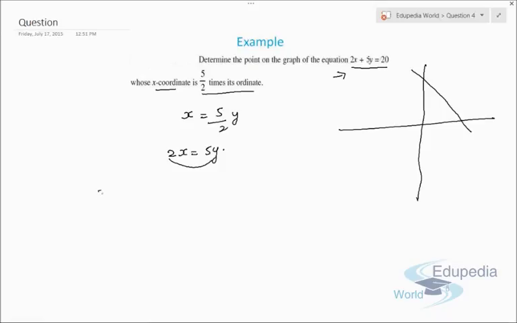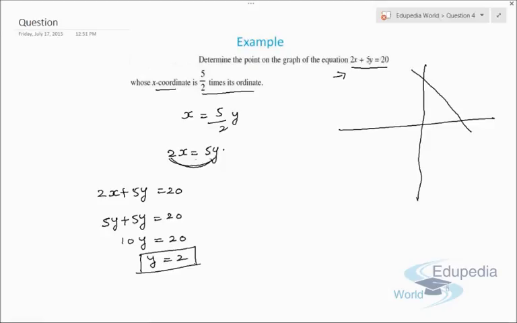So 2x plus 5y equals 20 becomes, we can put the value of 2x as 5y, so it becomes 5y plus 5y equals 20. This becomes 10y equals 20, and y is 2. Using the above relation we can get the value of x. So 2x equals 5 into 2, so x is 5 into 2 upon 2. So x is 5.